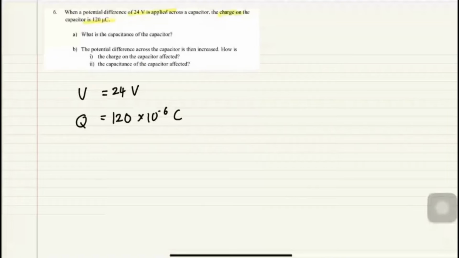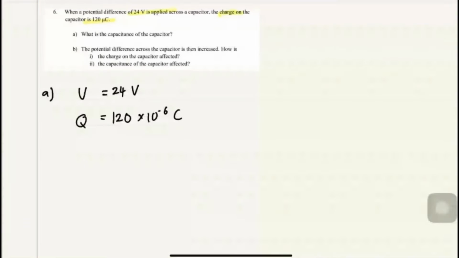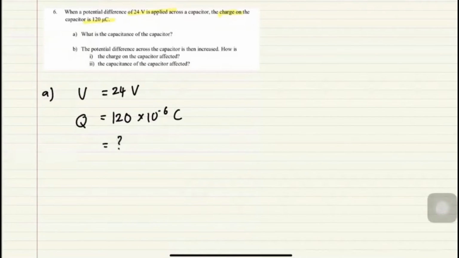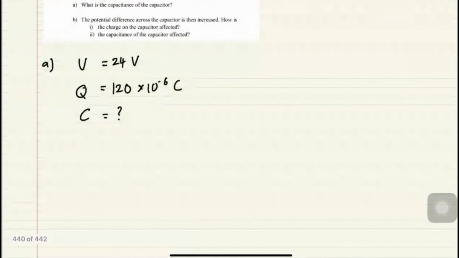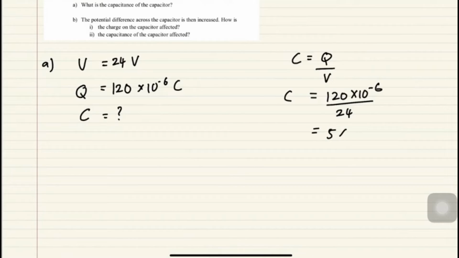Question 6A: what is the capacitance of the capacitor? So what quantity does it want to find? It wants to find the capacitance, C. Yes. So which formula should we use? C equals Q over V. Easy, right? 120 over 24, 5 times 10 to the power of something. What is the unit of capacitance? Farad. Yes.